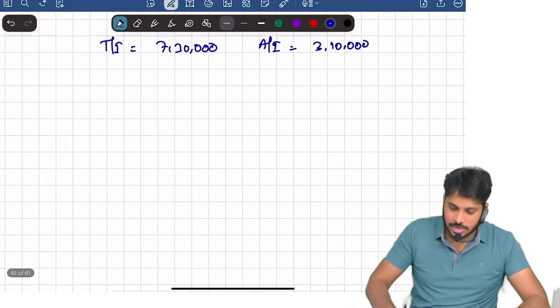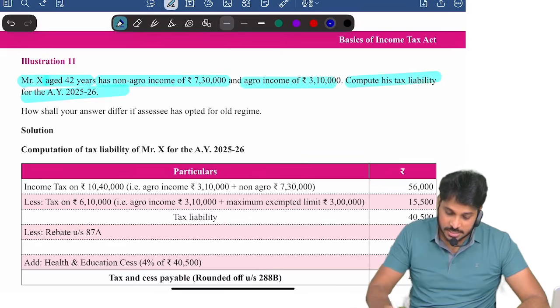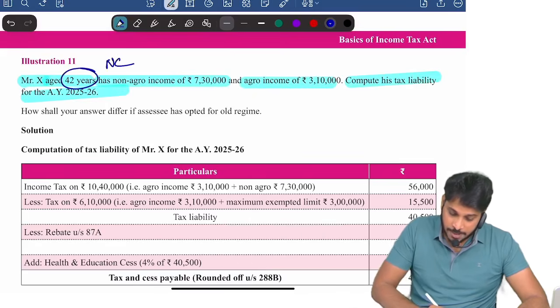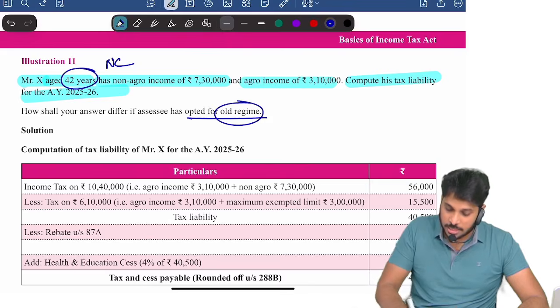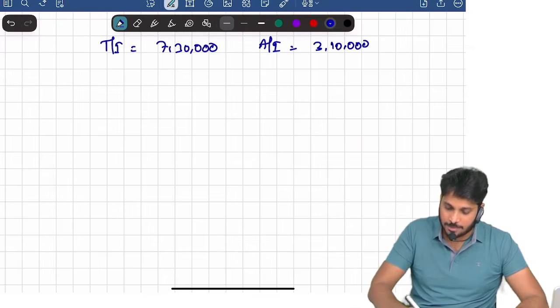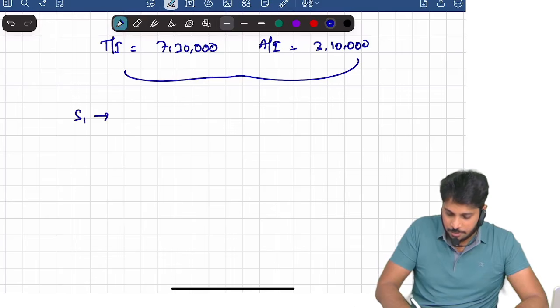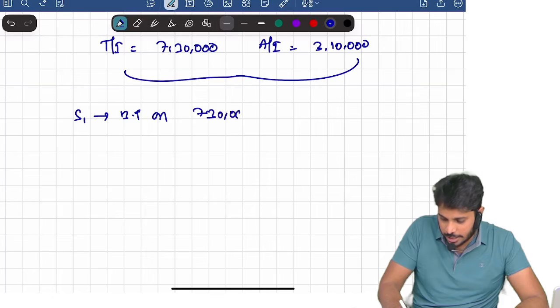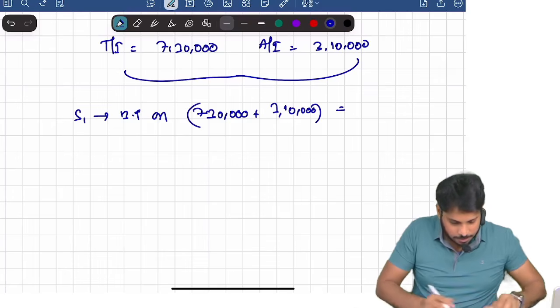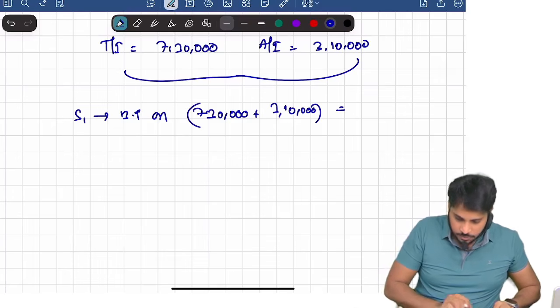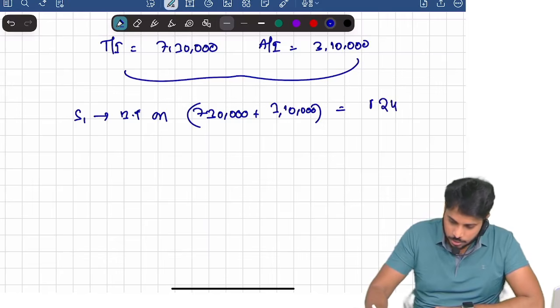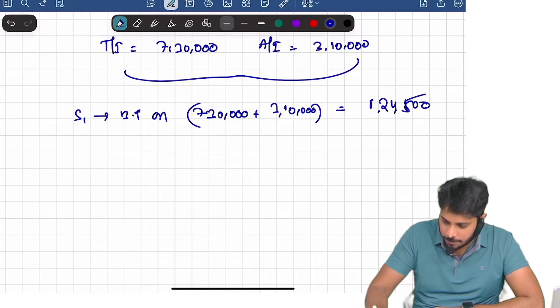Yeah, it's okay. Now tell me. He is a normal citizen, not a senior citizen, 42 years, and he has opted for the old regime only. Therefore, slab rates. Step number 1. Basic tax on 7,30,000 plus 3,10,000 put together. How much is the basic tax? 1,12,500 plus 40,000 into 30% is equal to 1,24,500. Remember, yes or no?